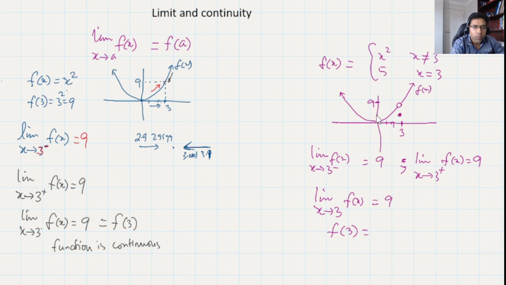But if I know function 3, what is function 3? We know that function 3 is 5. So the limit of x approaching 3 of function x is not equal to function of 3, which means the function is not continuous. So I can say just not continuous, because it's not fulfilling the condition. And this sort of discontinuity is called point or removable discontinuity.